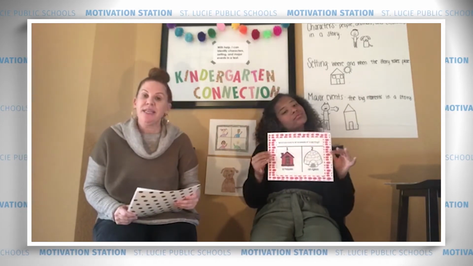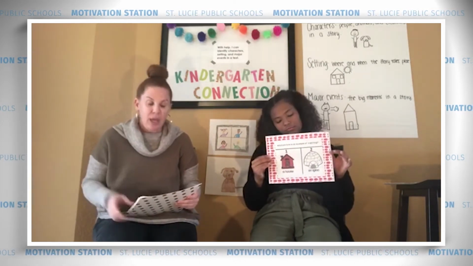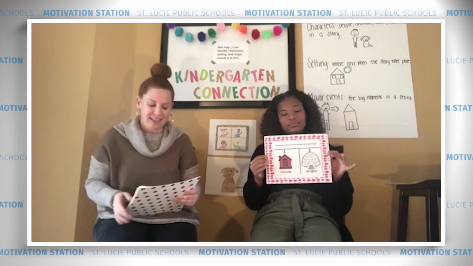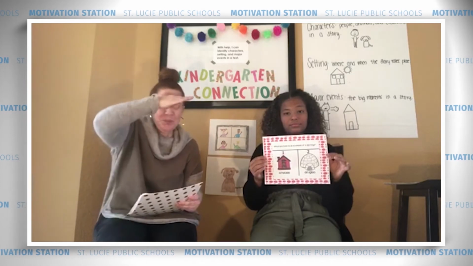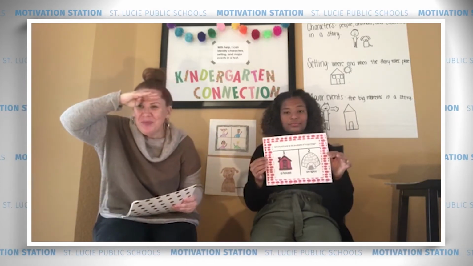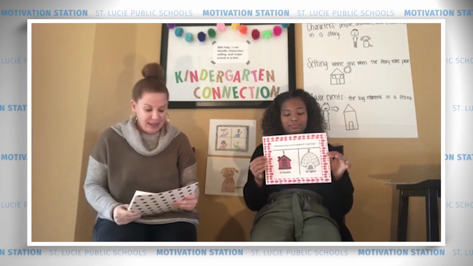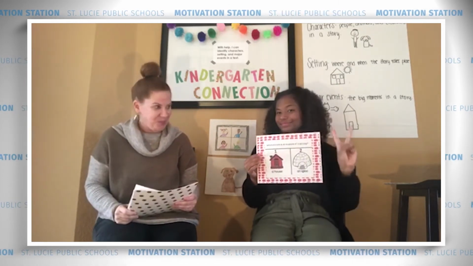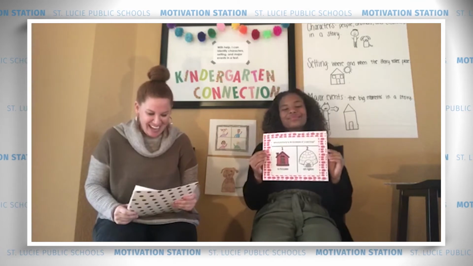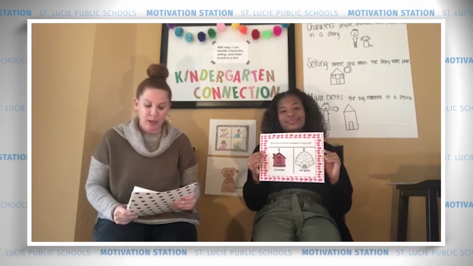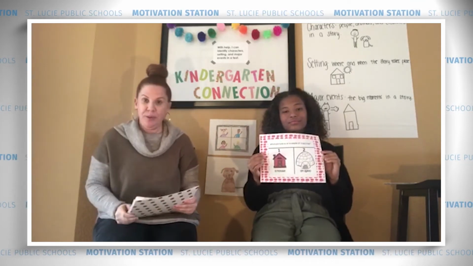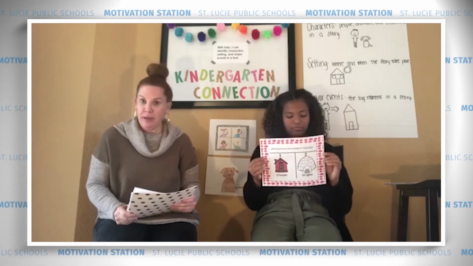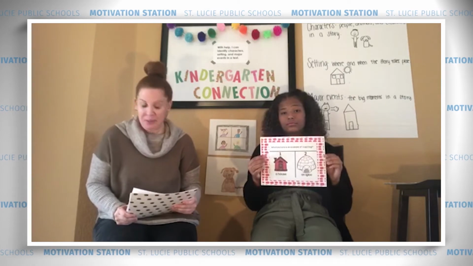Which picture is an example of a setting? Number 1 says a house. Number 2 says an igloo. Lainey, what do you think is the correct answer? Yes, I thought I might trick you guys on this one. Both 1 and 2 are examples of a setting. A story may take place in a house or an igloo.